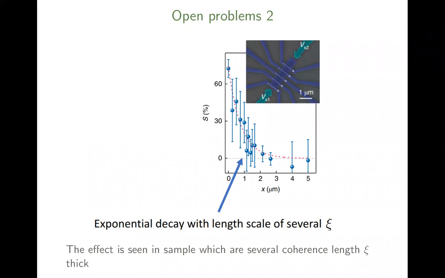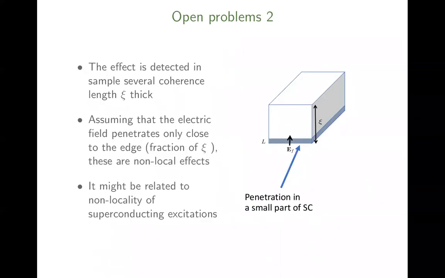The second one, which is related to the problem of the screening somehow, is that what they have done is measure, so these are the gauge voltage, this is the system, the wire, and to augment the thickness, they were measuring the effect either here or here. They see that the effect persists for systems that are several coherence lengths thick. The coherence length is the coherence length of the quasi-particle in a standard superconductor. So if you believe just the usual story that the electric field only penetrates a very narrow part at the boundary of your material, you need to think that the excitations generating the effect are non-local.